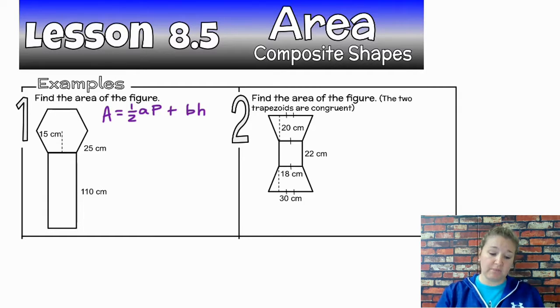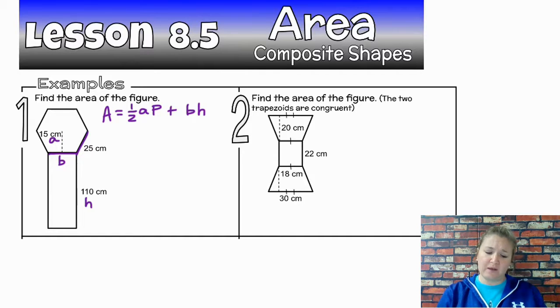So I'm going to go through and label. So this is the apothem. This side length here is going to be the same side length as here. So that's going to be my base, and this is going to be the height for that rectangle. And then for the perimeter, I'm going to have to use that 25 6 times. So I'm going to put this all in one long equation.